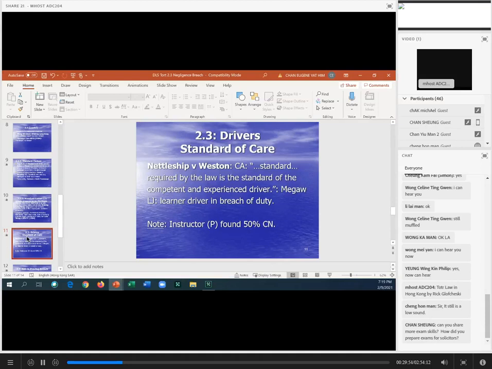Nettleship and Weston, everybody must know this case, must know. Because Nettleship and Weston deals with the situation where the defendant is a car driver. Now, Glasgow and Muir says the standard of care is that of a reasonable person in the circumstances, which means what? That the standard of care varies depending on who the defendant is. But with regard to car drivers, everybody, very important to note that there's only one standard for car drivers, and that is that of the competent and experienced driver.